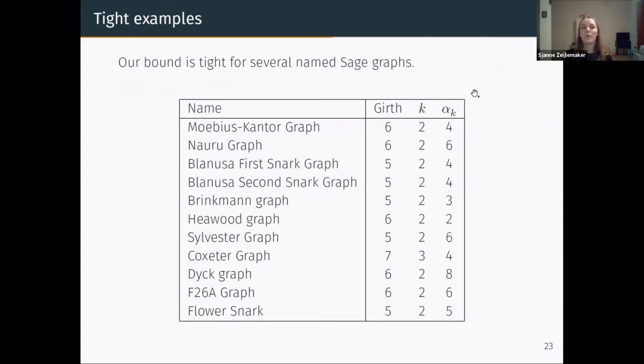And this is what we also did for several named graphs in Sage. So here you see the graphs for which our bound was actually tight and also not completely trivial. Now, to keep things a bit more uniform in this talk, we usually translate all these tables back to alpha k so that you can sort of see the relation between these different bounds. And as you can see, these graphs don't all have a very large girth, but there's also one for which k is 3, we still get a tight bound.